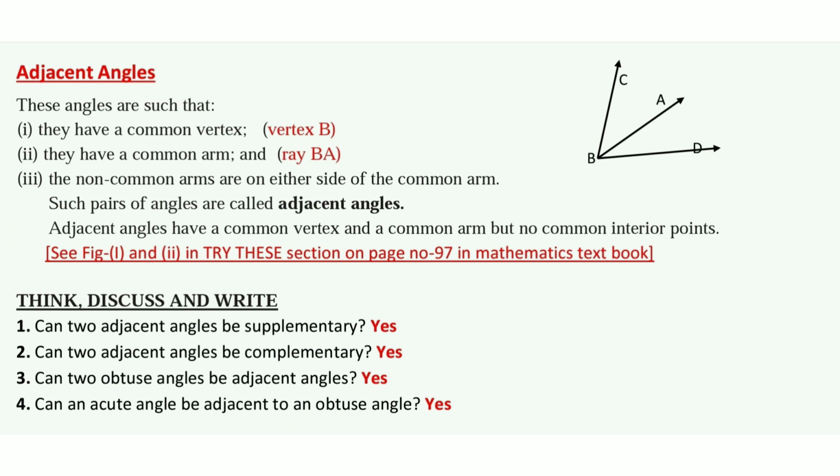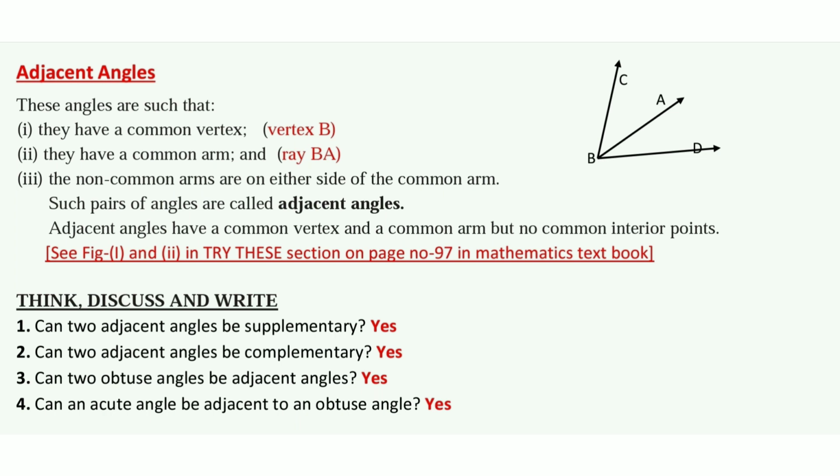Now adjacent angles. Please see the diagram. Three rays are given, ray BC, ray BA and ray BD. Now these angles are such that they have a common vertex. As per diagram, vertex B is common. Now second, they have a common arm, that is ray BA, in the two angles ABC and ABD. B is a vertex that is common, and ray BA again is common in both the angles.